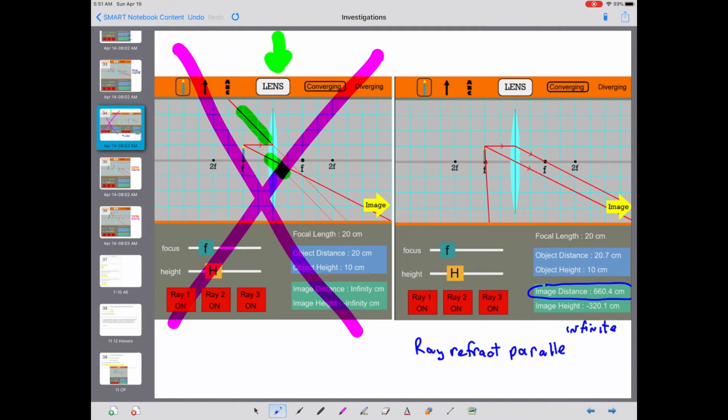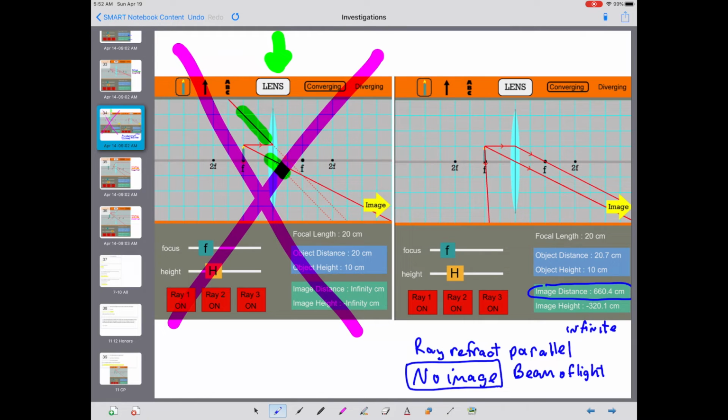And if they are parallel to each other, they never intersect. And if they never intersect, then you have no image that is formed. Instead, you get a beam of light. So this would be an application like a flashlight, whereby you have the light bulb and you get a beam of light coming out from that.